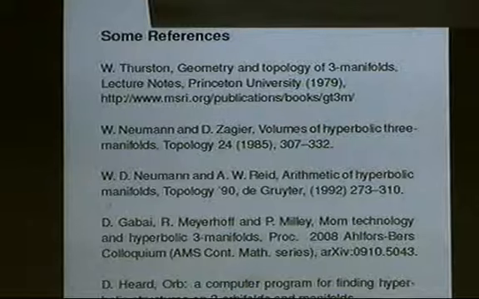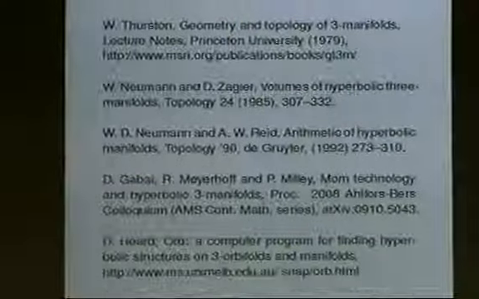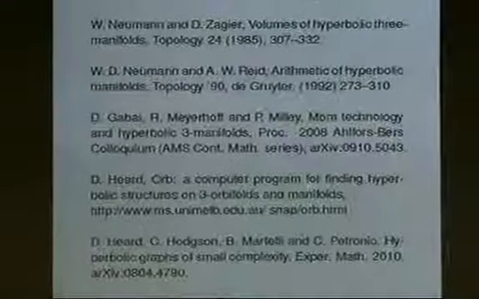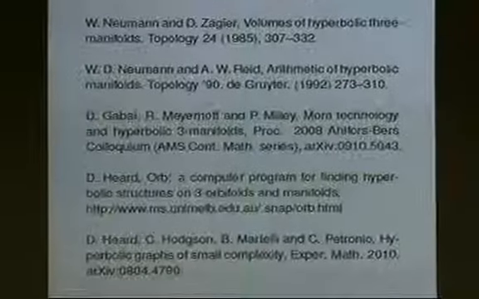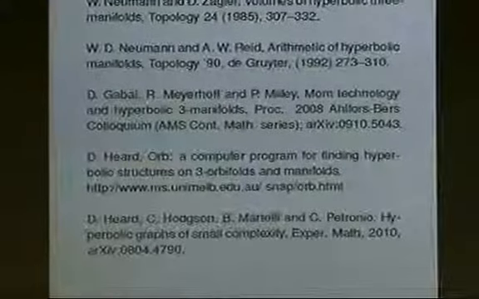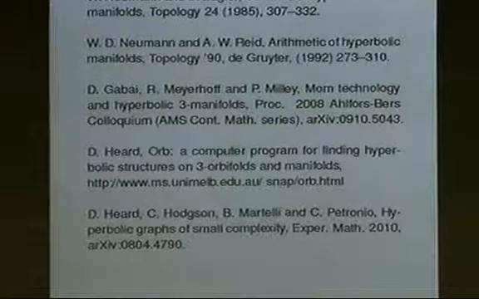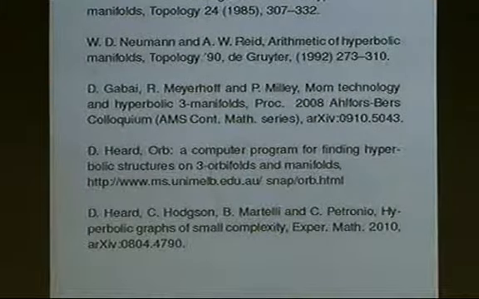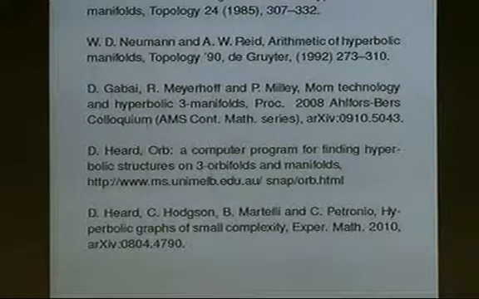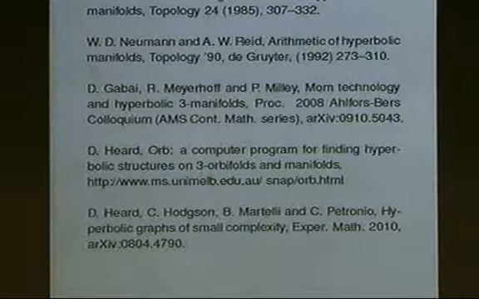For more about this Gabai, Meyerhoff and Milley work, they have this nice survey article, which you can find on the arXiv. And finally, if you're interested in this program Orb, you can find it here. I think there's a tilde missing. That's supposed to be tilde snap. There's a missing symbol there. And there's also this paper which talks about looking at knotted graphs in closed three-manifolds, which you might have a look at.